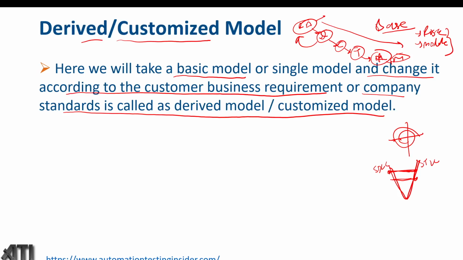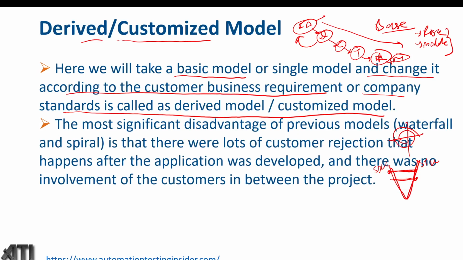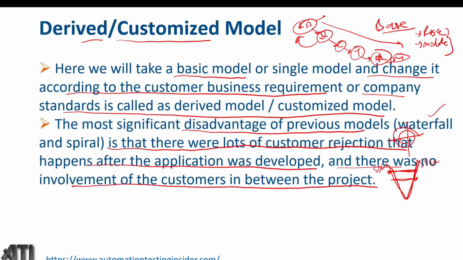Now let's move on to the next point. The most significant disadvantage of previous models like waterfall model is that there was a lot of customer rejection after the application was developed, and there was no involvement of the customer in between the project. This is the biggest drawback in waterfall model, and later on in spiral model. The customer involvement is very rare, very less. So again we went for another customization, like we have done the prototype, right?